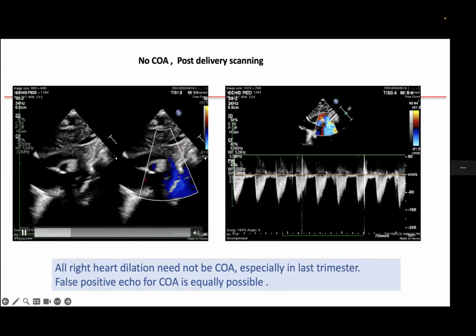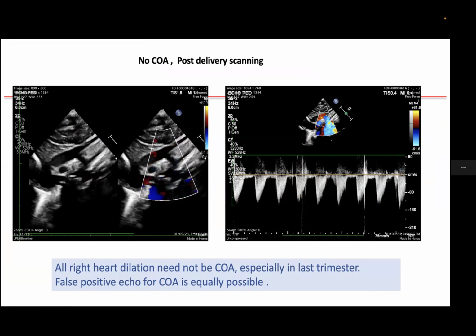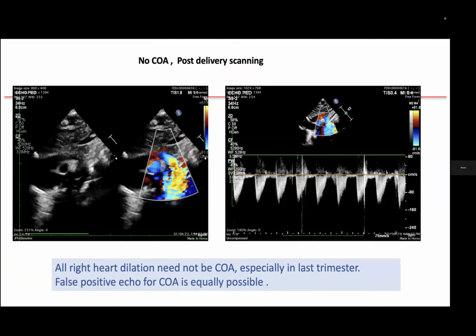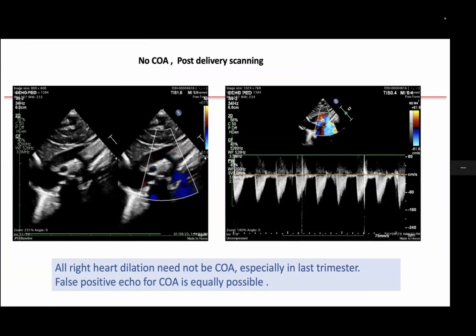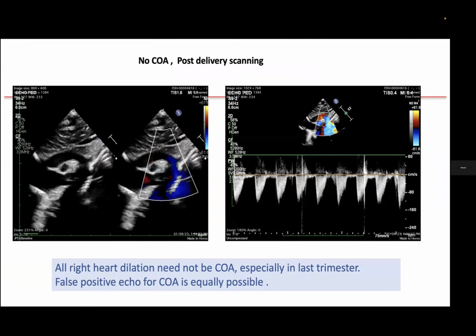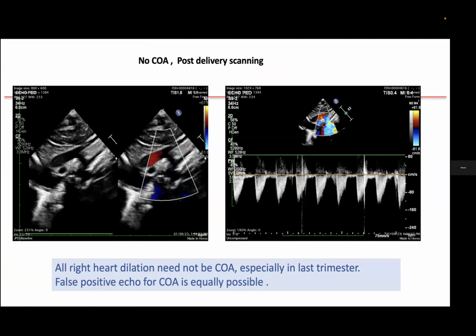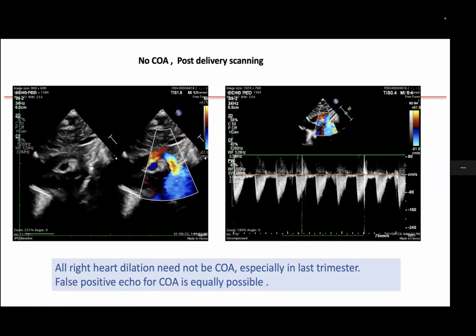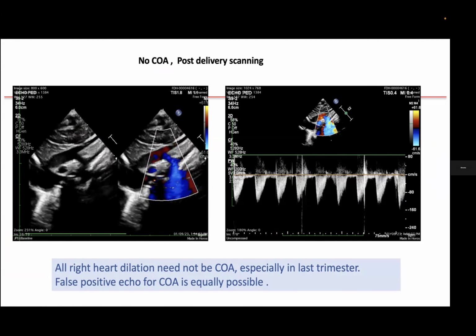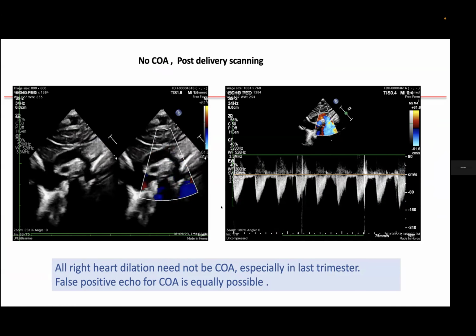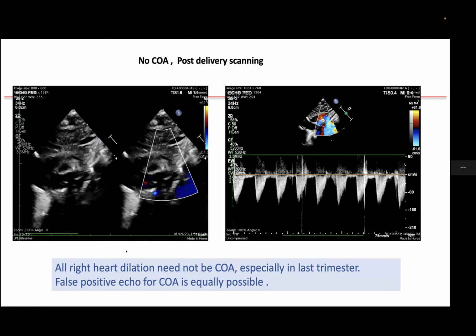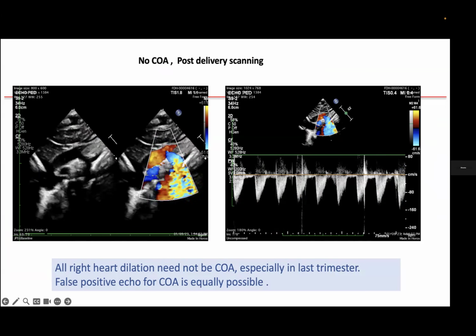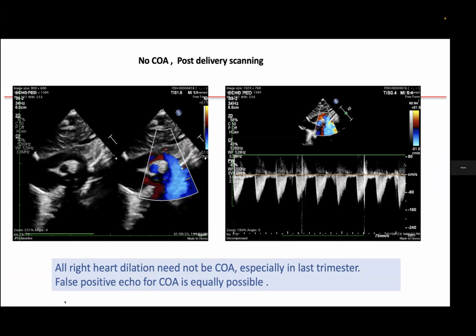So we should be very, very mindful in labeling all right heart dilatation as coarctation of aorta, especially in the last trimester. Because in the last trimester, there is a physiological dilatation of the right atrium and right ventricle, and other causes of right heart dilatation, like restriction of the foramen ovale, restriction of the ductus arteriosus, placental insufficiency, and other confounding factors should be considered before labeling it as coarctation of aorta, because that is going to really increase the anxiety in the family. So we should be mindful and should have all the physiological assessment again before labeling as coarctation of aorta.